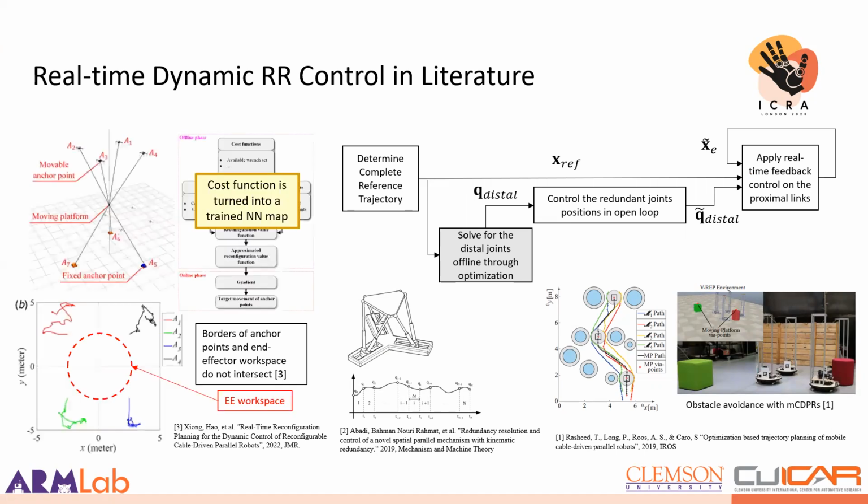There is one paper that approached it differently, where they turned the optimization into a trained neural network map, but they made an assumption that the boundaries of the cable anchor points don't intersect with the workspace of the robot. So the violation of the wrench closure condition is never really threatened, and one of the major sources of non-convexity in the objective function is removed.